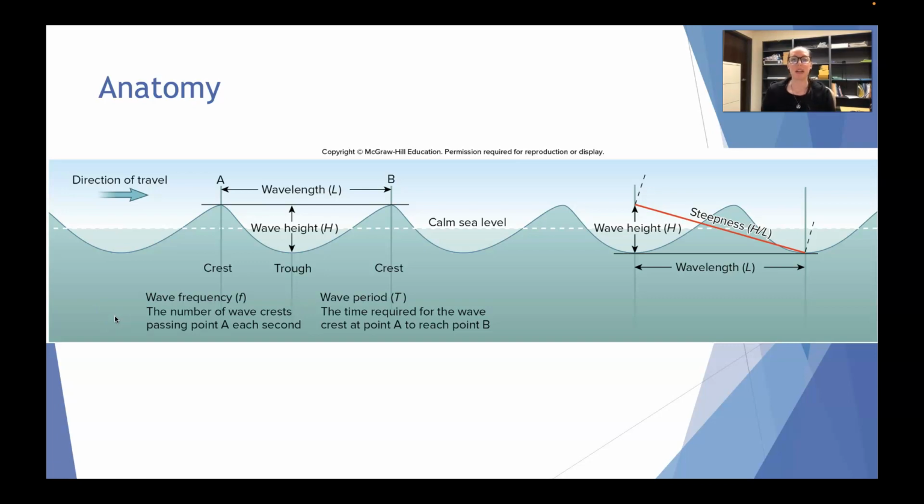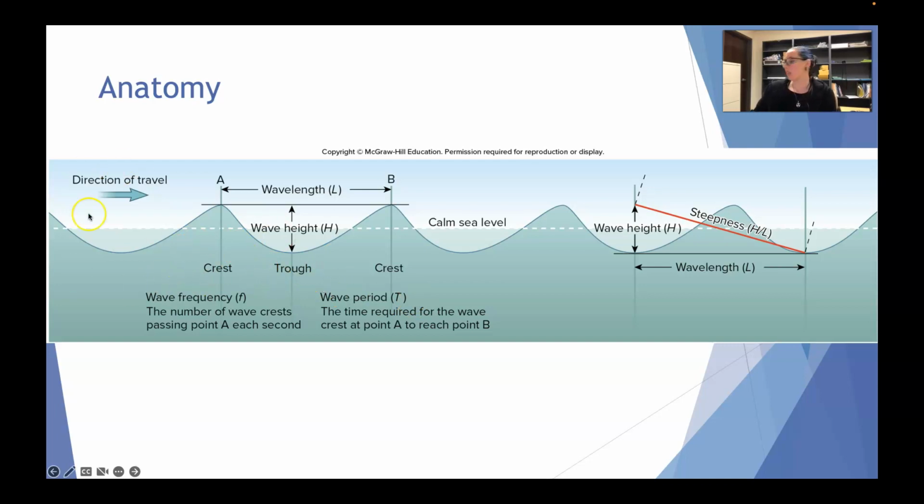And then wave period is the time required for the wave crest at point A to reach point B. So if you're following a wave along, how fast it gets from point A to point B is the wave period. Whereas if you were just a stump in a pier, then wave frequency would be how many waves come by you at one point throughout a certain amount of time, in this case, each second.